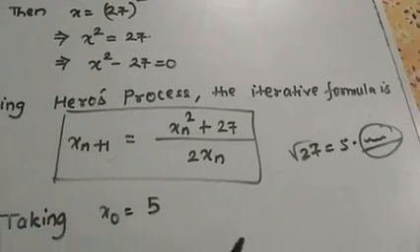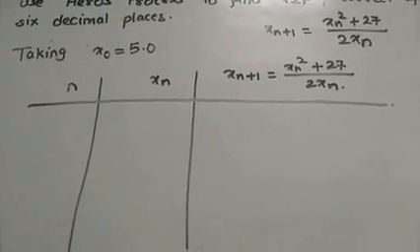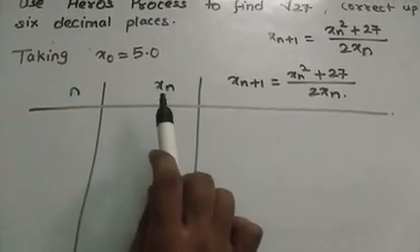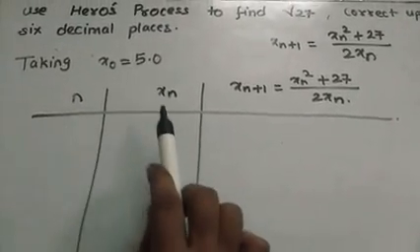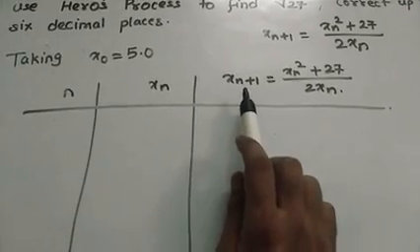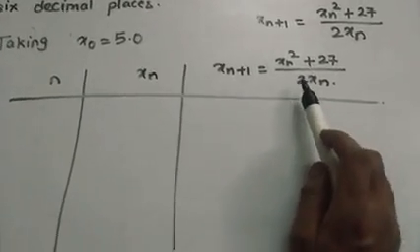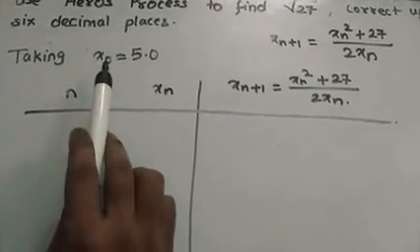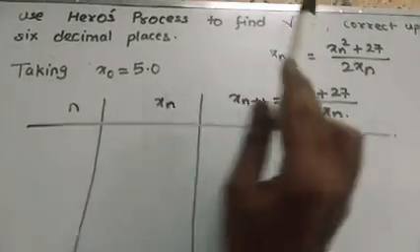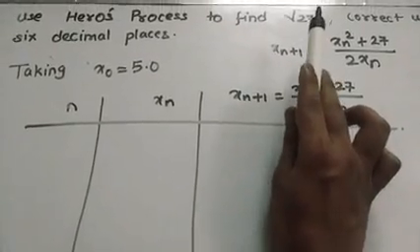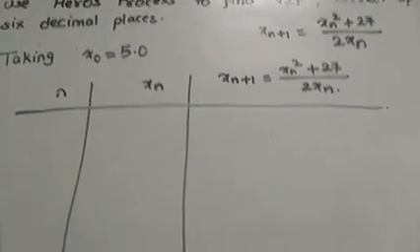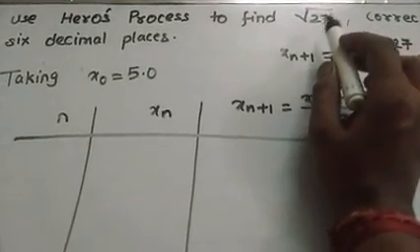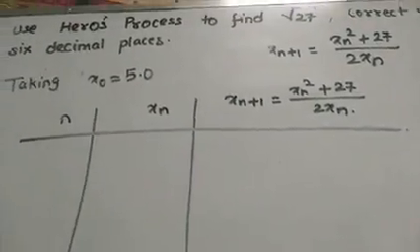So let us construct a table for that. Okay, so this is a simple table. n indicates the number of steps. x n, the point, that is the initial point x0, and x n plus 1. x n plus 1 by Hero's formula, this is the formula, x n square plus 27 by 2 x n. And how to take x0? Just take the nearest integral point to this square root of 27, by using your scientific calculator.